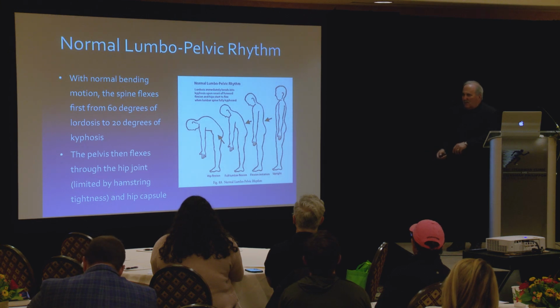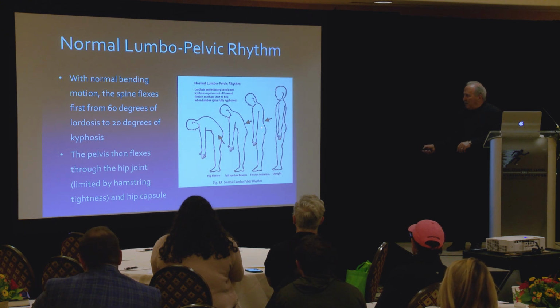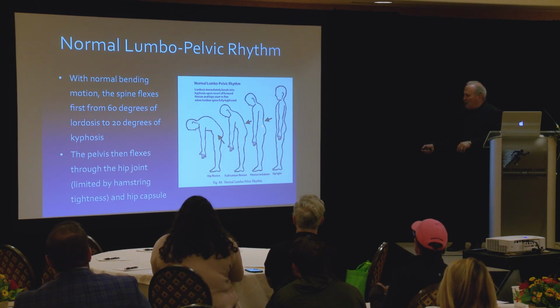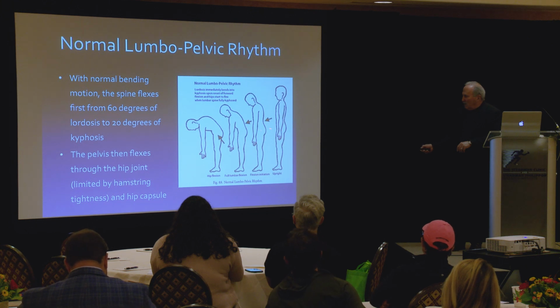So there is the normal lumbopelvic rhythm. With normal bending, the spine itself flexes first, or actually loses its lordosis. So when you start bending over, the hips are maintained normally. The spine first starts to straighten, and then you bend through the hips. This is a normal rhythm that everybody develops.